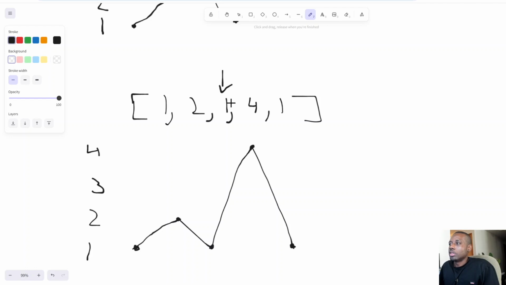So we ask, is mid plus one greater? Yes, it is greater. So therefore, since it's greater, mid plus one might be a peak. I know mid is not a peak for sure because mid is smaller than mid plus one.